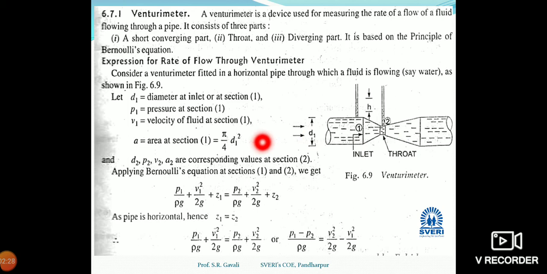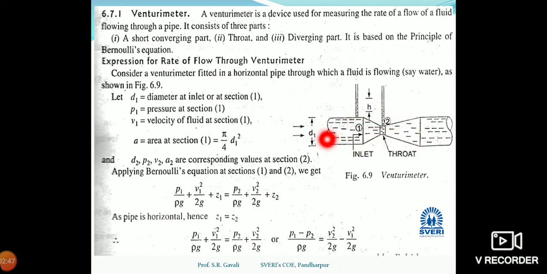Now, as the Venturi meter is used for calculating the discharge of the flowing fluid through the pipe, we have to derive the expression for calculating the discharge through the Venturi meter. For that, we are going to apply Bernoulli's theorem. Let us consider one Venturi meter.